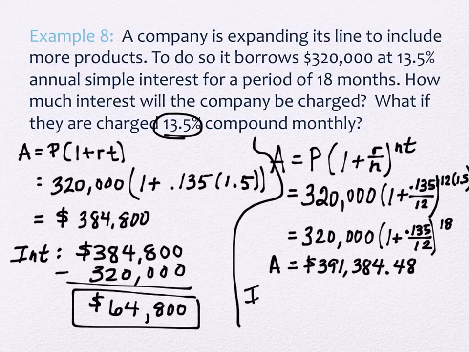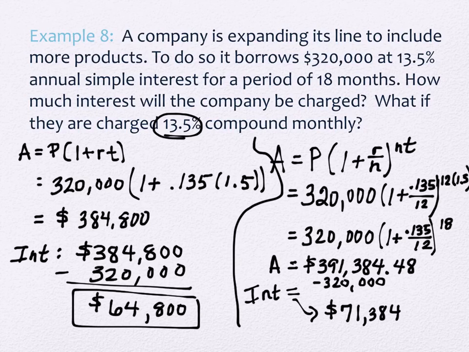It's not the interest, right? So to find the interest, what would I need to do with that value? Subtract the 320,000 from it. What would I get? All right, 71,384.48. If you're having trouble with your calculator giving you that value now that you know what it should be, please let me know so that we can get that error fixed before you start trying to do problems and continue to make the error. Okay?